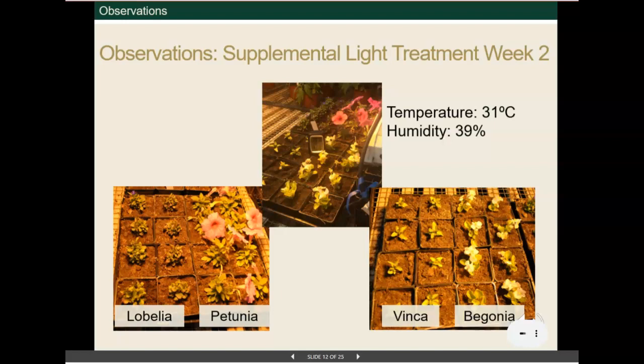Notice the drastic difference in temperature in the supplemental light treatment compared with the other two treatments. 31 degrees Celsius is about 88 degrees Fahrenheit. This treatment also has the lowest relative humidity. It's hard to notice the blooms on the petunias because they're washed out by the orange light, but there looks to be more blooms compared with the other two treatments. The begonia seems smaller compared with the other treatments, while the lobelia and vincas, again, don't look too different.